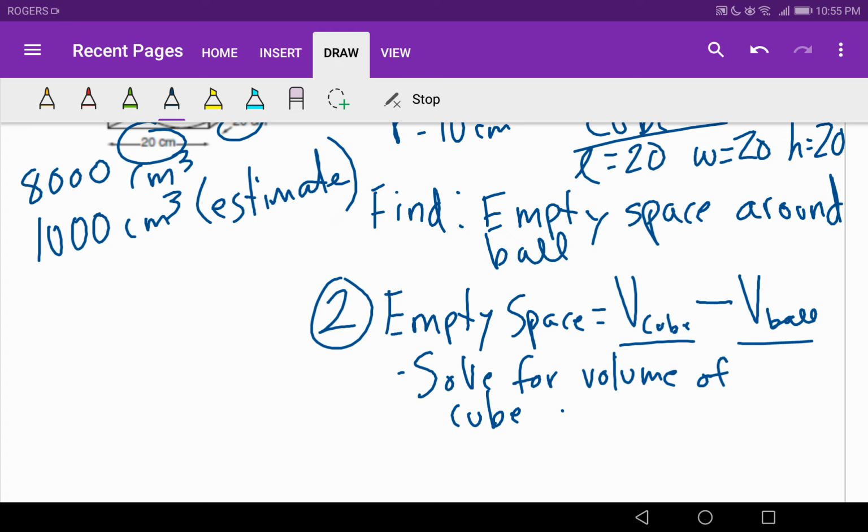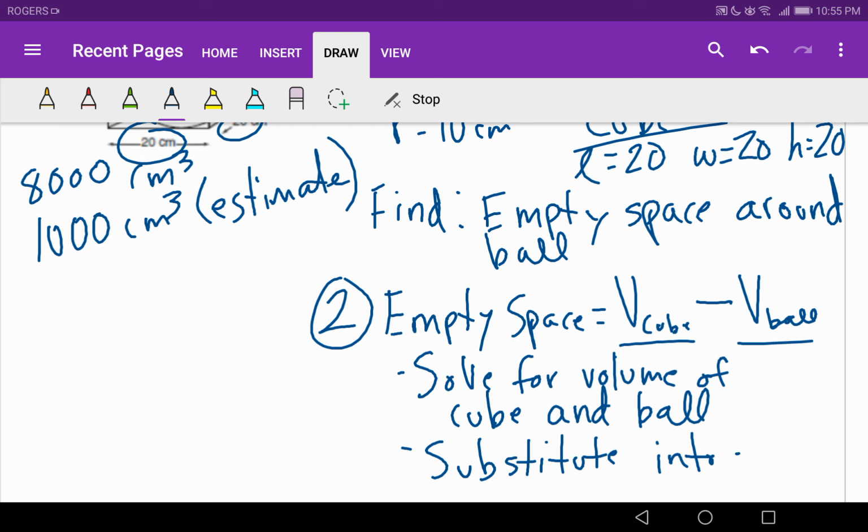That's going to be my plan, and then I'm going to substitute into the equation above. All right, does that make sense, right? So I'm going to find the volume of the cube, the volume of the ball, subtract them to give me the empty space that's left, and then I'm just going to plug those numbers into here and here, and that is going to give me the empty space. All right, so let's execute this plan.